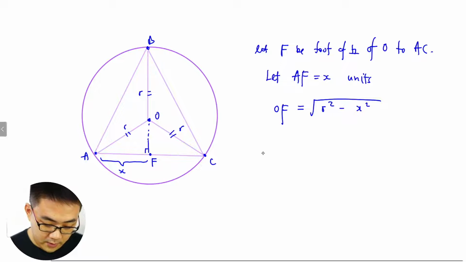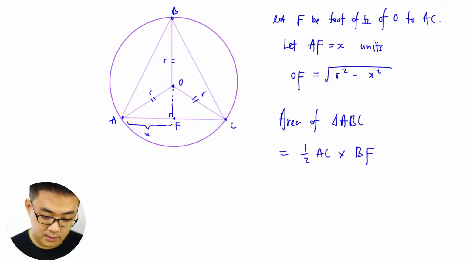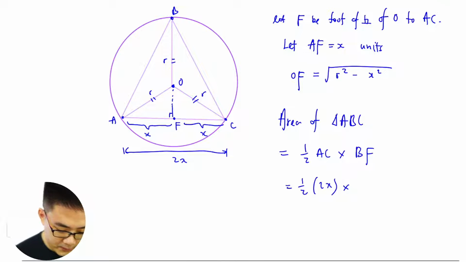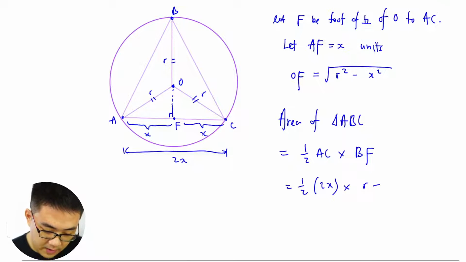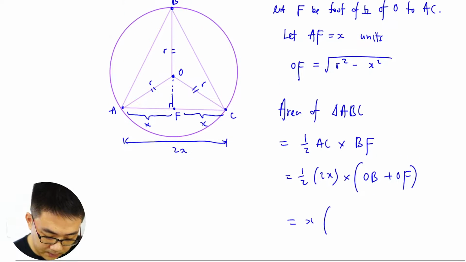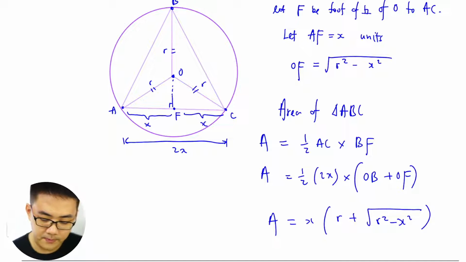That's pretty okay. Then the area of triangle ABC would be half AC times BF. So this is half, and AC is actually X on each side, so this is 2X. And this BF would be R plus OF, which is OB plus OF. Then this will just be X multiplied by OB, which is actually R plus the square root of R squared minus X squared. So that is A.